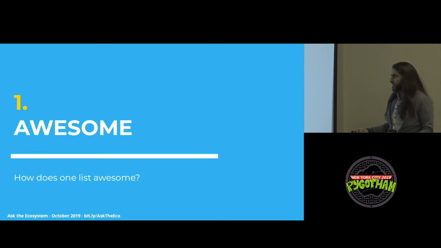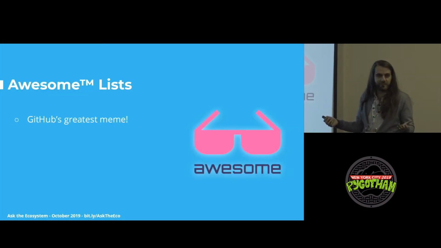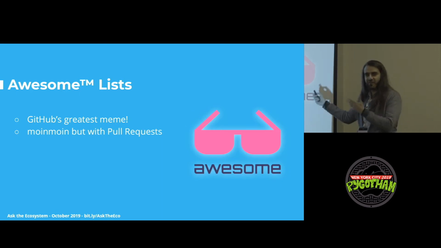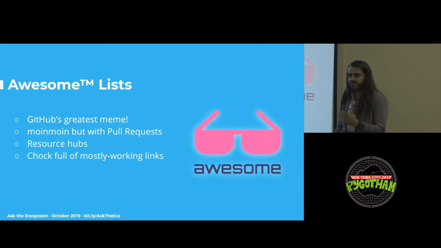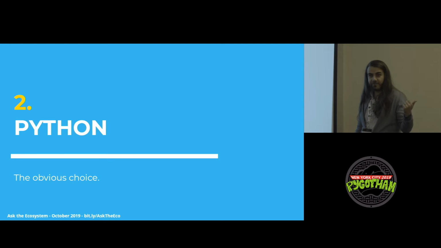What is the APA? Well, first of all, it's awesome. What are awesome lists? They're GitHub's greatest meme, right? Except for maybe initial commits or something like this. It's basically MoinMoin for you 90s kids, but with pull requests. It's like a wiki, but you add links via PRs. It's a resource hub that's chock full of mostly working links, and frankly, that's a pretty good start a lot of the time.